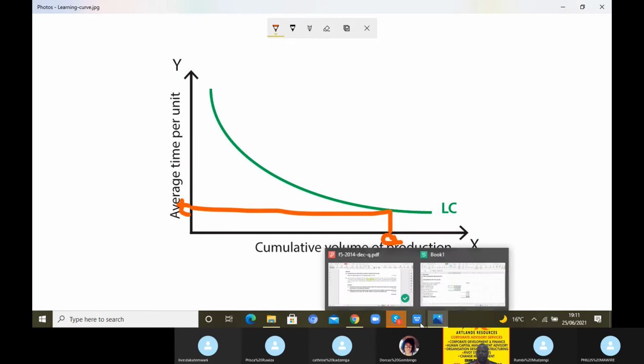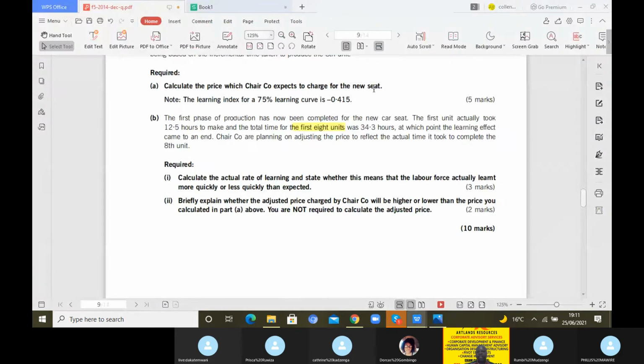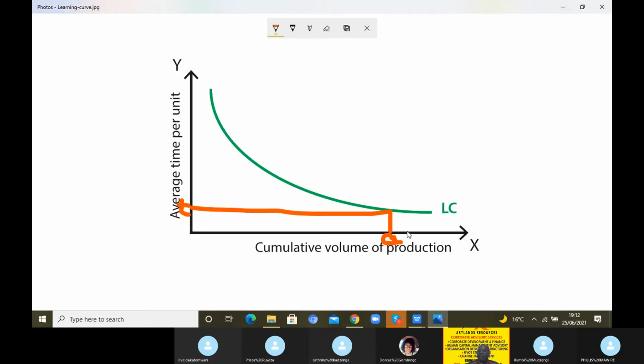So there you go. Now continuing, I'm just reading. It's saying, at which point the learning effect came to an end. So when they say the learning effect came to an end, they are saying it's now constant like this. The time you took to produce the 8th unit, which is our A, then it applies. So if you took 2 hours to produce the 8th unit, all other units after the 8th unit are going to take 2 hours. Are you getting it? Units before 8 units, these are the ones which are being affected by learning. But thereafter, there's no more learning.